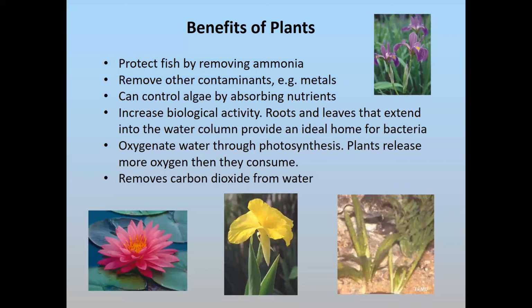And as you can see, look at the aesthetic value here. You've got your irises, canna, lilies, and then you have some of this submerged vegetation. This is eelgrass or vallisneria, many types of submerged plants that you can use for your water garden.